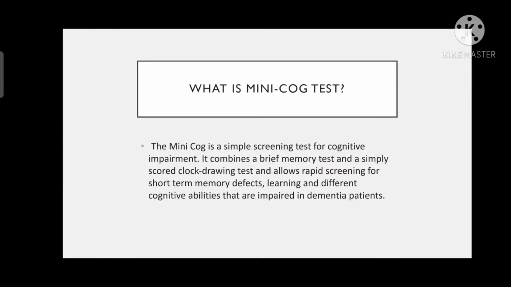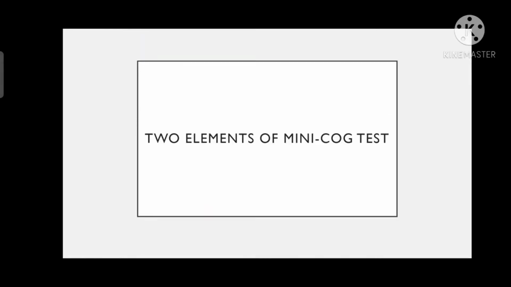It is a tool for seeing whether someone shows some signs of dementia, or a tool to help determine if someone is in the early stage of Alzheimer's disease. There are two elements of the Mini-Cog test.